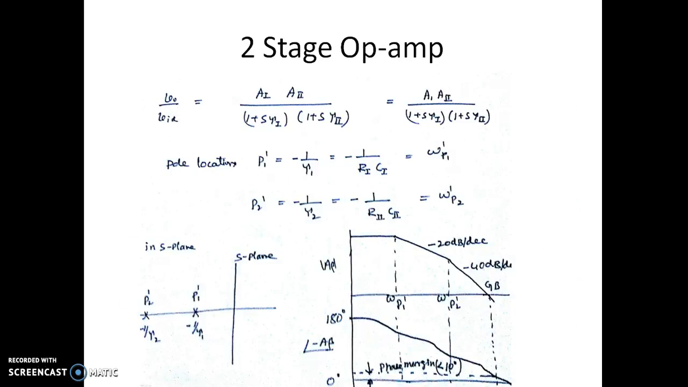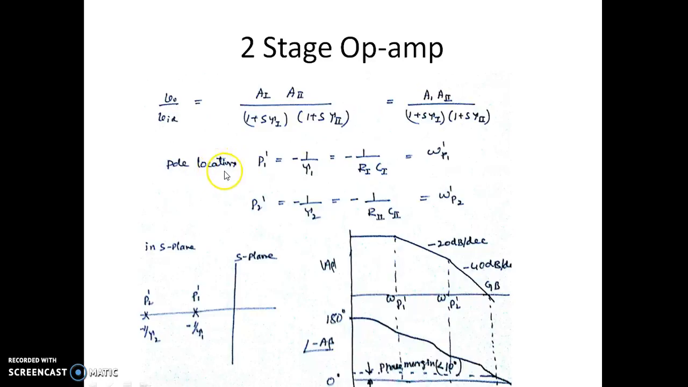Now we can write the overall transfer function V naught by VID as the product of those two blocks, that is A1 into A2 divided by (1 plus S tau 1) into (1 plus S tau 2). So we can write it this way.